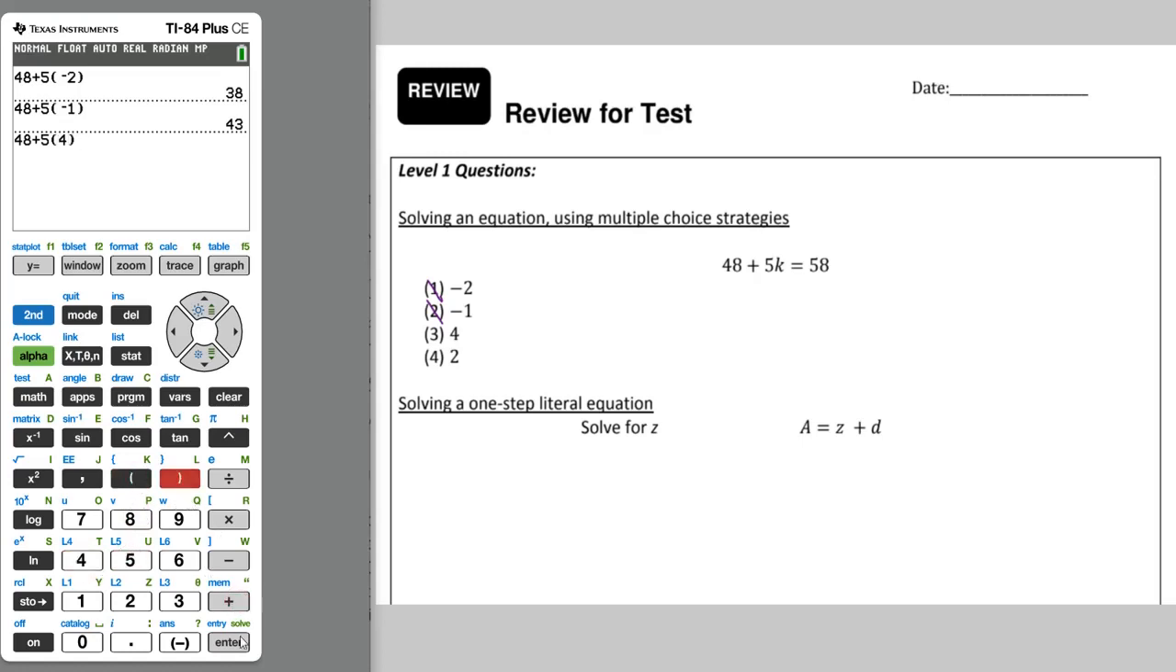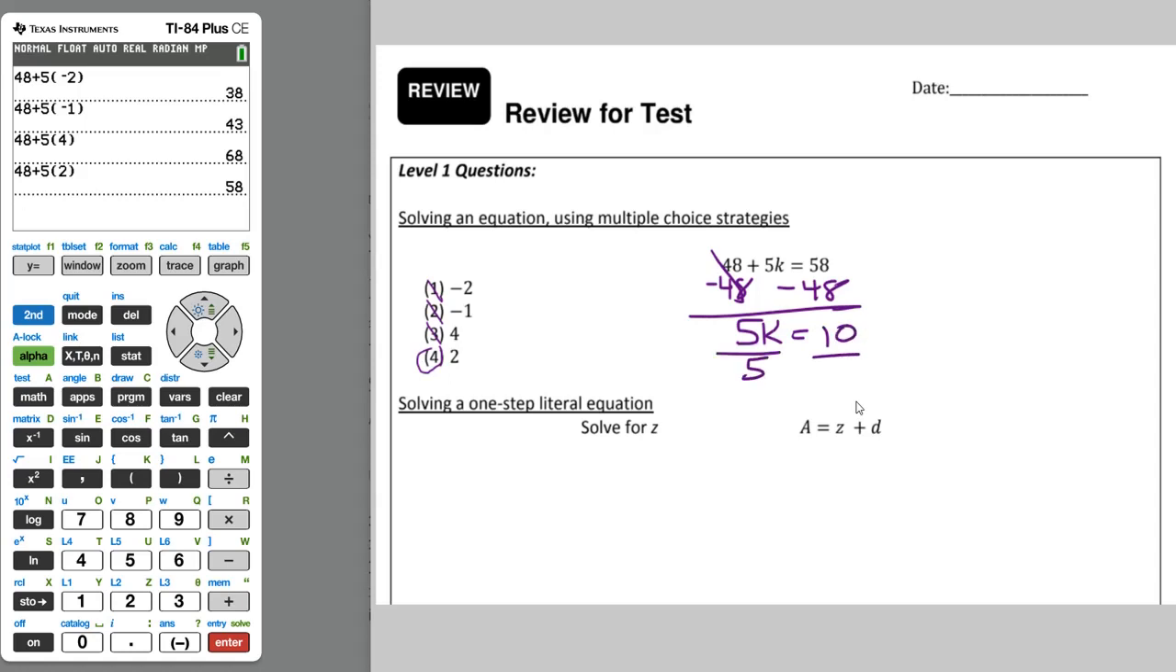Again, it takes a little bit of time, and it might actually take you, nope, not 3. It might take you longer than actually solving. So that's a choice you might have to think about too. Is it going to take me longer to plug everything in? Oh, there we go. Final answer is 2. But again, in order to solve this, I would have had to subtract on both sides. 5k equals 10. Divide both sides by 5. K equals 2. Hey, look at that. Same answer. So again, you can use the choices to help you.